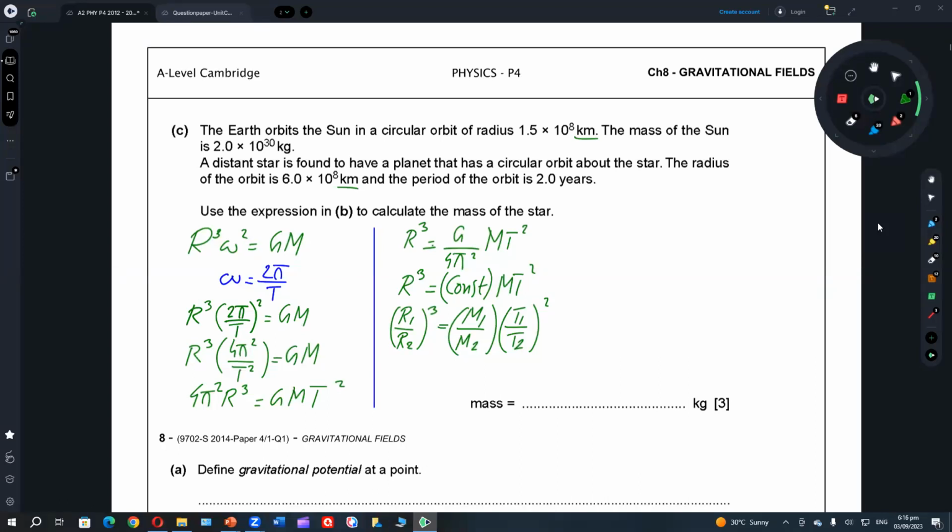Okay, you can do it by using the formula R cube is equal to G upon 4 pi square, and G is a universal constant. Mass you have to find. You need to make the mass the subject. So both calculations are fine. So help me to calculate this if I take the formula. Remember to convert kilometer to meter.